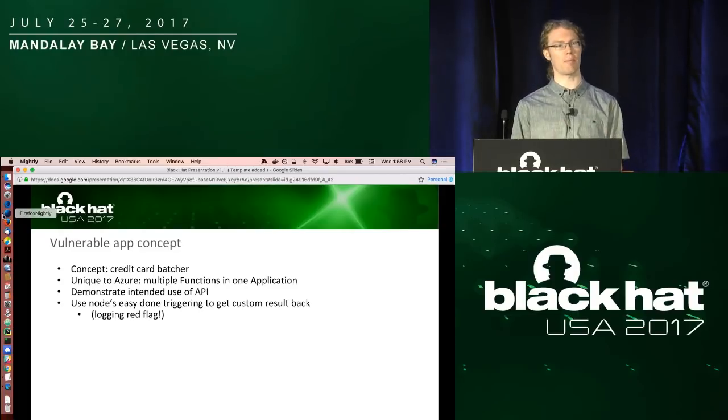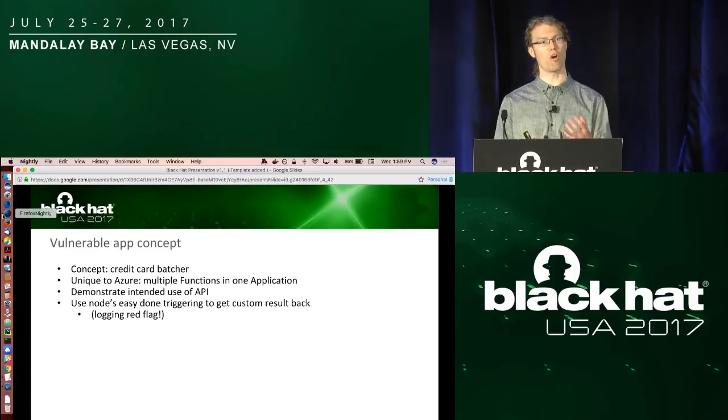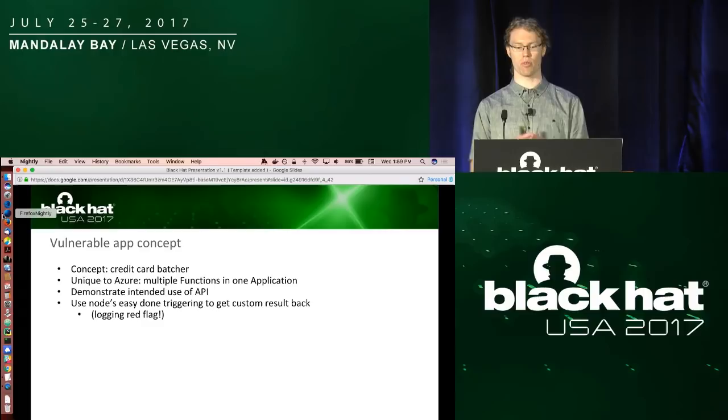So for the vulnerable app here, I'm going to show you what's really possible if you manage to break open one function within an app and what it can do to the other functions. So the concept is going to be that we have a credit card batcher, the idea being that you use your credit card multiple times, it sums it up, and then it bills you once at the end of the month to save on credit card charges. All these functions for this whole app ecosystem are going to be in one application.